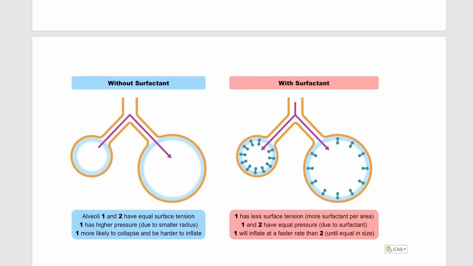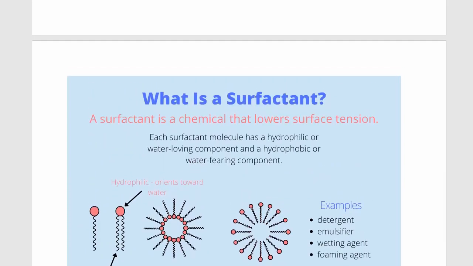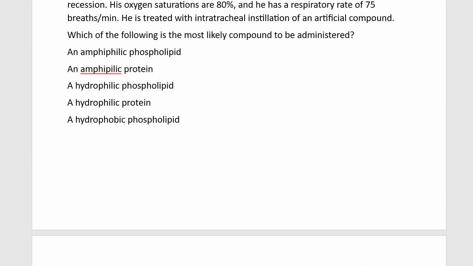Without sufficient surfactant, the alveoli start to collapse, they're not able to breathe, and that's why they've gone into respiratory distress. Unfortunately, we do have treatments for them, so I'm certain the baby in that image was well taken care of and went on to live a happy life.